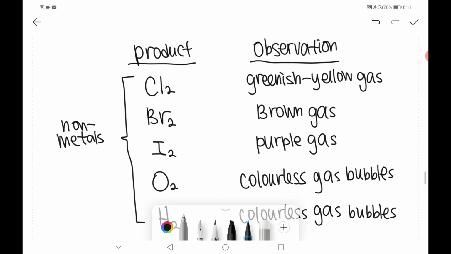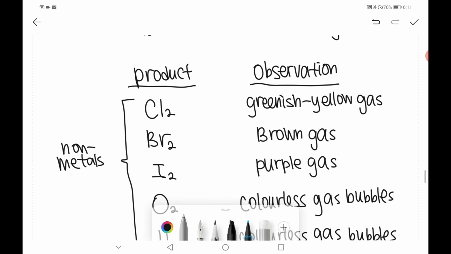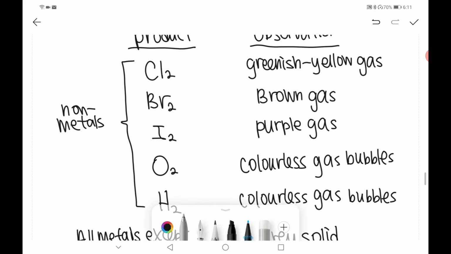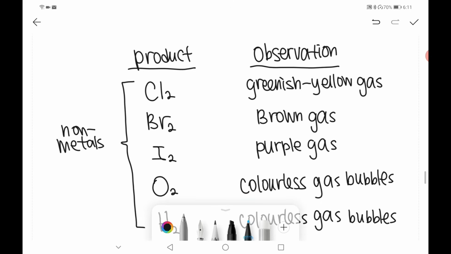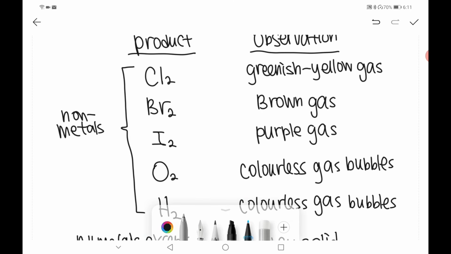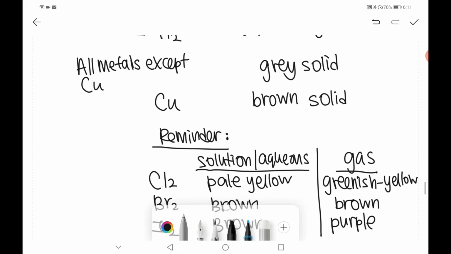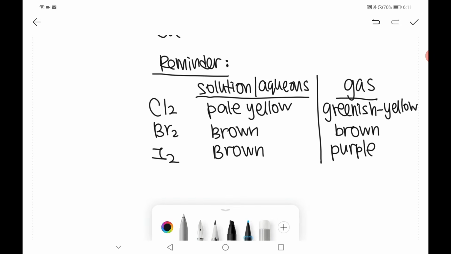In electrolysis, if the final product you get is a metal, you will see a solid. If the final product is a non-metal, you will see a gas. And make sure you know the color. One very important thing: don't mess up the color of halogen with halide displacement. When we learn halide displacement and the U-tube, the halogens are in solution form.